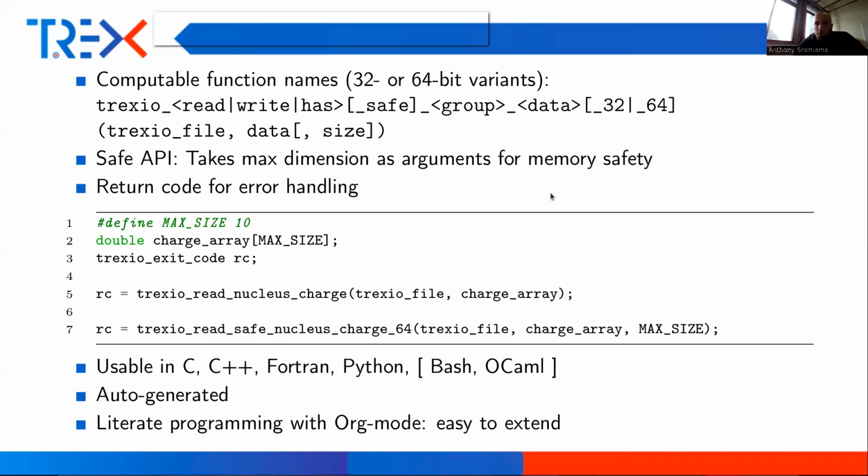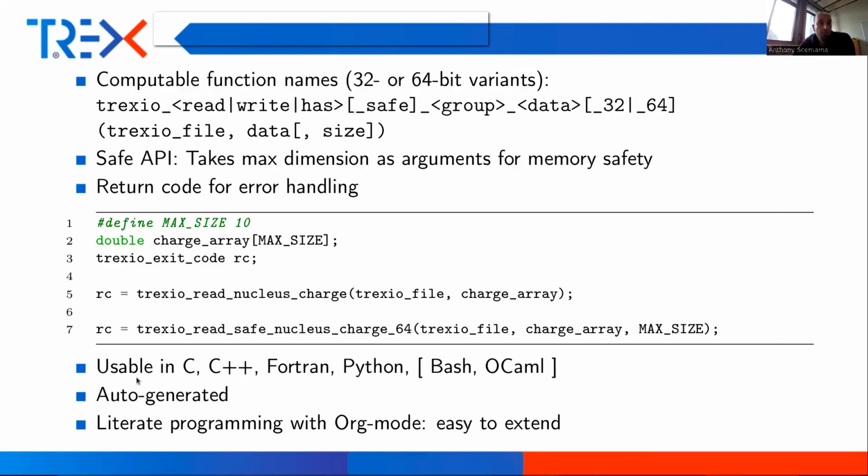So here is just a simple example of two function calls in C. Here you just define an array, the exit code, then you call the function. You build it using these rules: trexio_read_nucleus_charge. Here you always put as first argument the file that you had opened previously, and then you put the charge array here. And in using the safe API, here you have this max size, and inside this function, the library is going to give you at most max size elements to avoid having a segmentation fault.